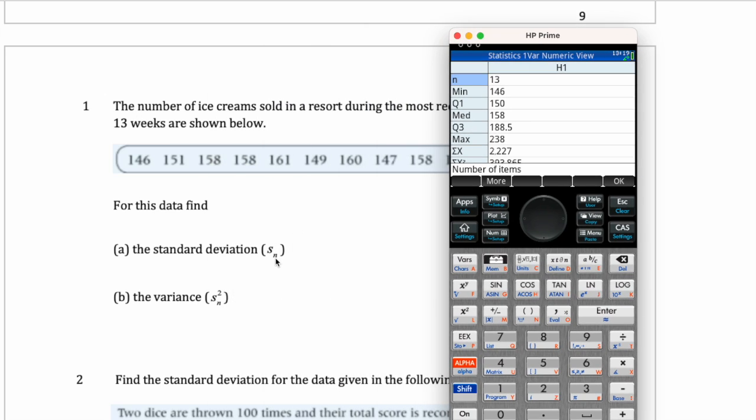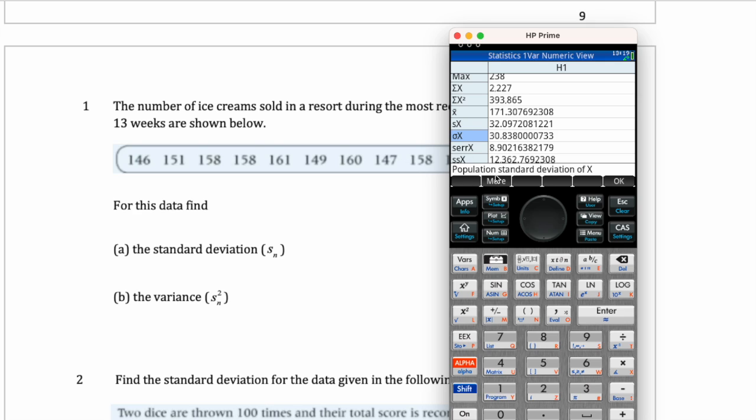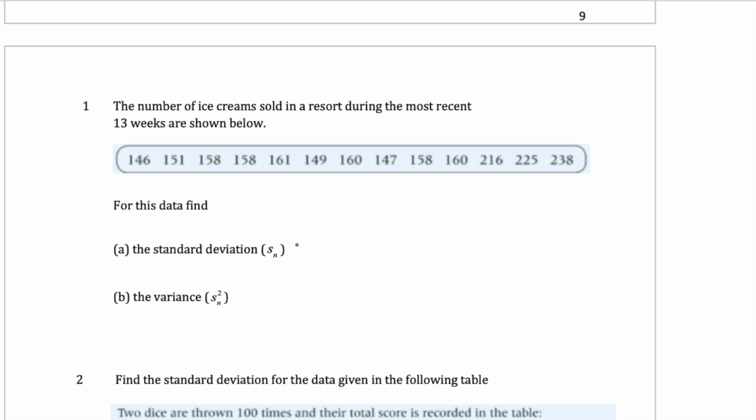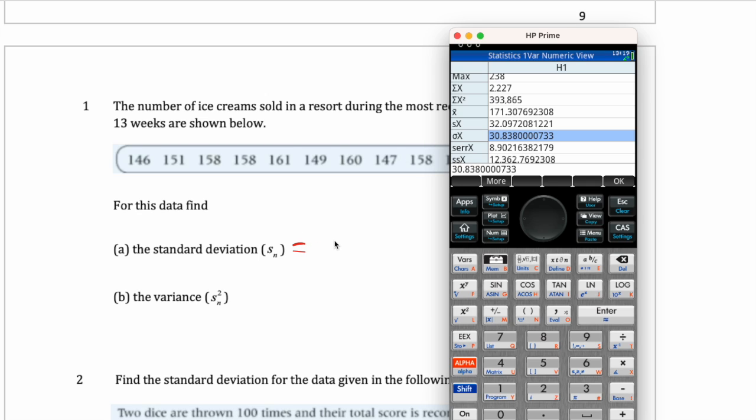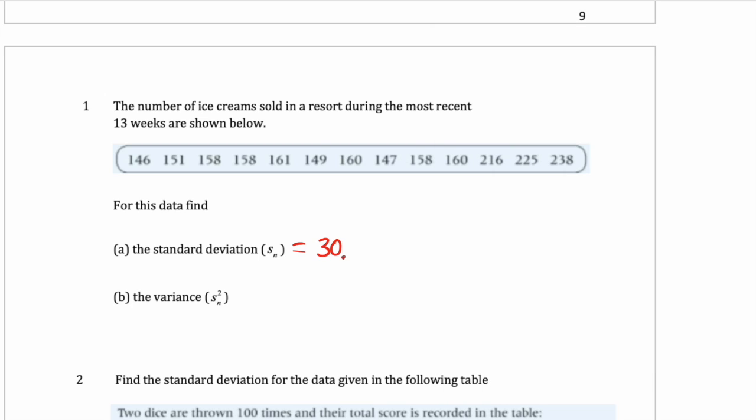Now, standard deviation, we use the symbol S for a sample standard deviation. But on your calculator, it's going to be this one here. Even though it says population standard deviation, the calculator doesn't know if you have all the data available or if you have a sample of data. So it always spits out this number. It's actually SN. But your calculator has sigma, which is the population standard deviation. But this is your standard deviation. It is 30.8.